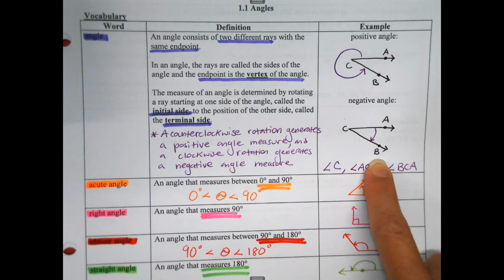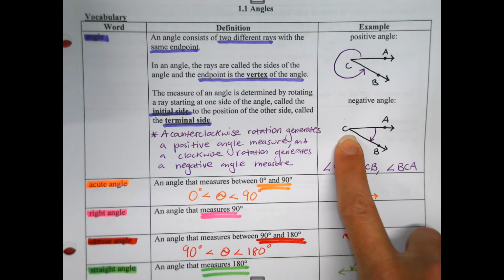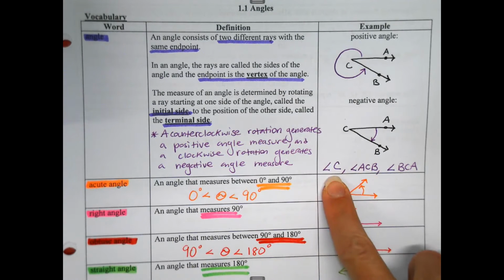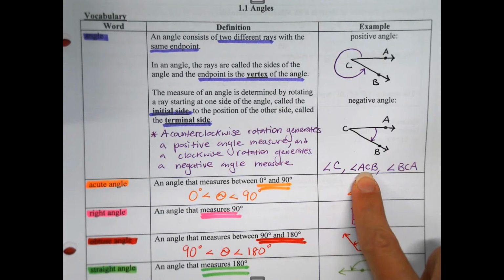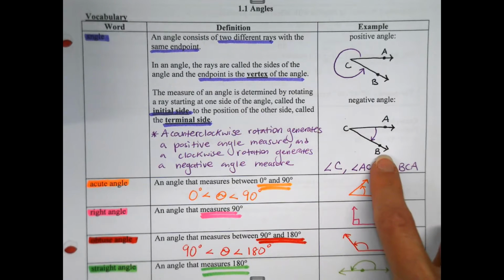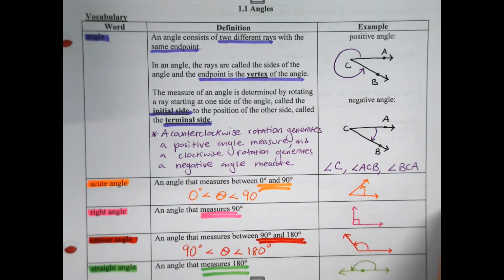And a little bit of a reminder from geometry, there are different ways that we can name angles. You can name it based on the vertex. So for example, we could call this angle C. We can use three letters where the middle always has to be the vertex. We could call this angle ACB, or we could call it angle BCA.